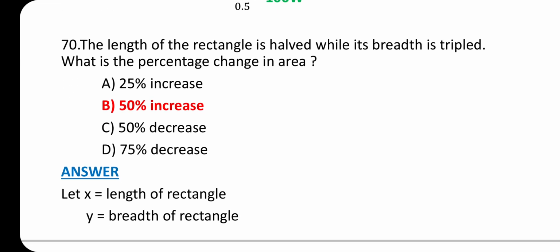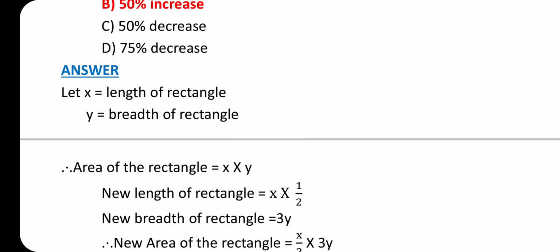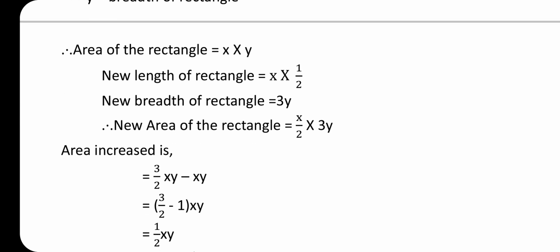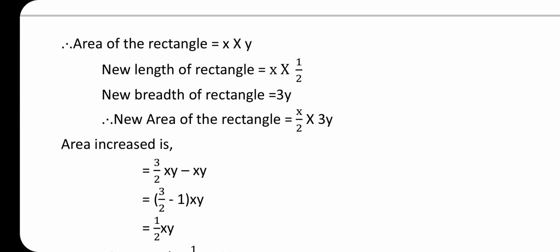Consider question 70. The length of a rectangle is halved while its breadth is tripled. What is the percentage change in area? Let x be the length of the rectangle, y the breadth of the rectangle. Therefore, area of the rectangle equals x times y, that is length times breadth.